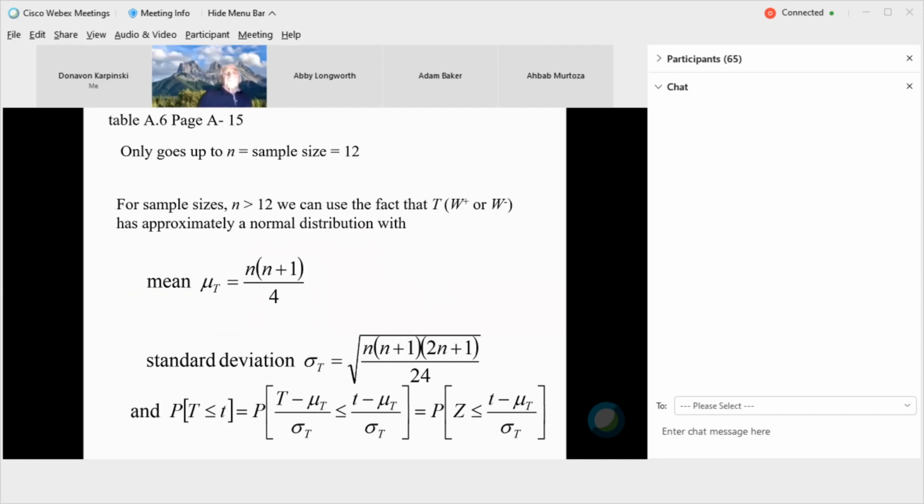That table only goes up to sample size n equal to 12. For n greater than 12, it's known that T will have approximately a normal distribution with a mean equal to n times (n plus 1) over 4, and standard deviation the square root of n times (n plus 1) times (2n plus 1) over 24. So the probability that T is less than or equal to t can be computed by standardizing it.